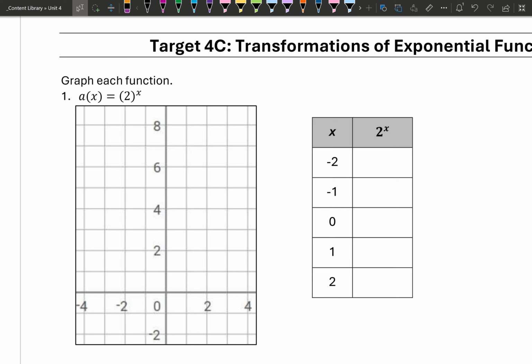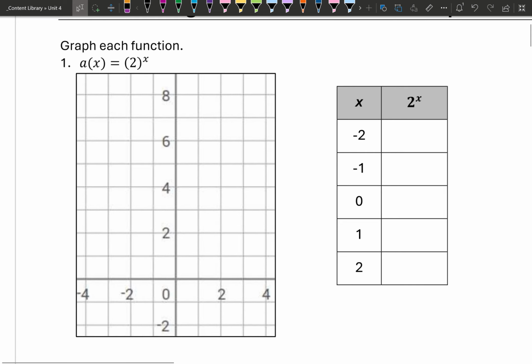Hello, and welcome to a little video about Target 4C, where we're going to be exploring the transformations of exponential functions. Number one is the graph called a of x equals 2 to the power of x. This is going to be our parent function. A parent function is our original non-transformed function. We don't call the transformed functions children's functions, we still just call them transformed functions, but we do call the original graph the parent. So, let's graph this original parent function.